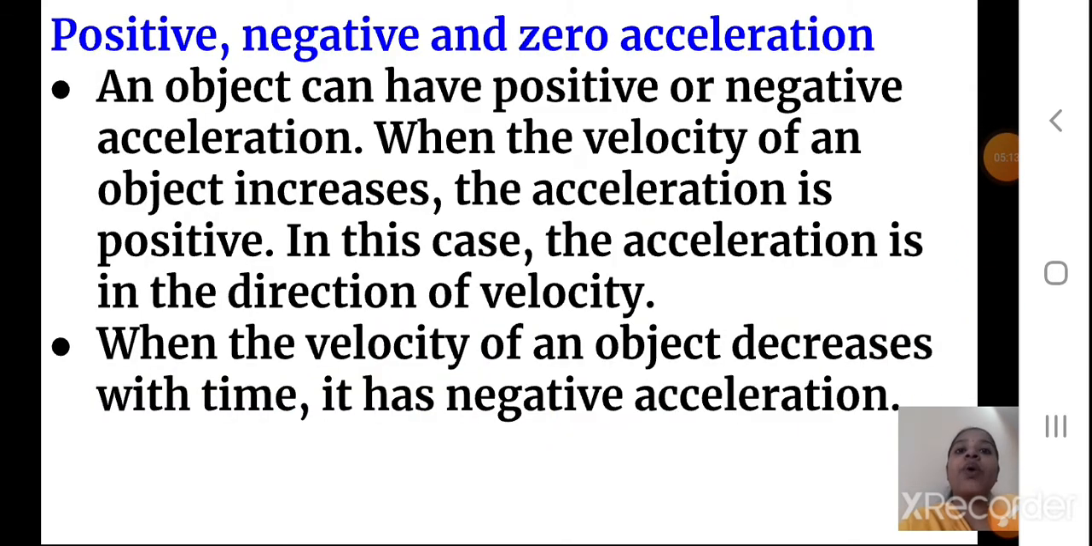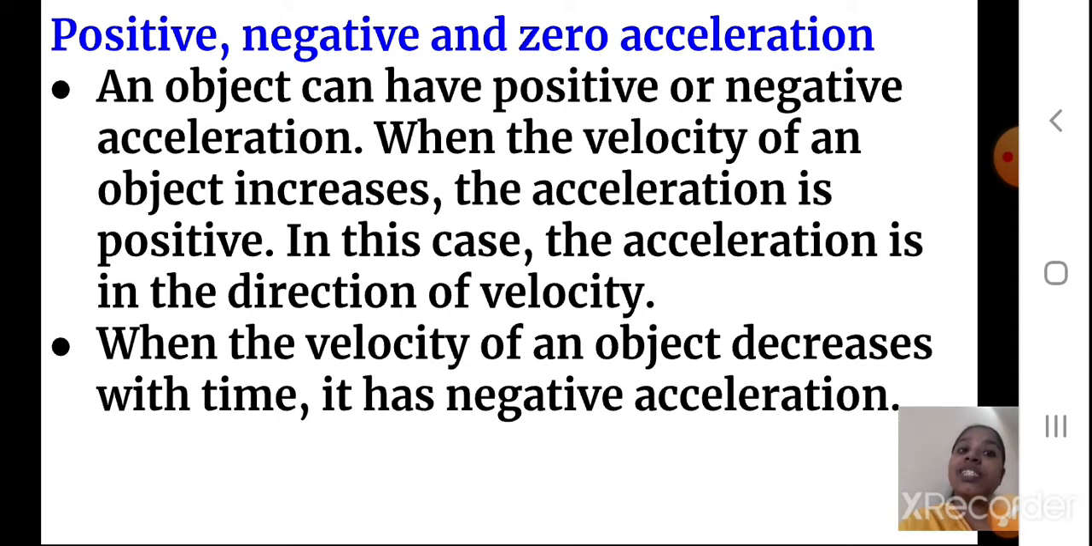The next part you have is the positive, negative and zero acceleration. Now what is positive acceleration? An object can have positive or negative acceleration. When the velocity of the object increases, the acceleration is positive. Remember, students, velocity increases, acceleration positive. In this case, acceleration will be in the direction of velocity.